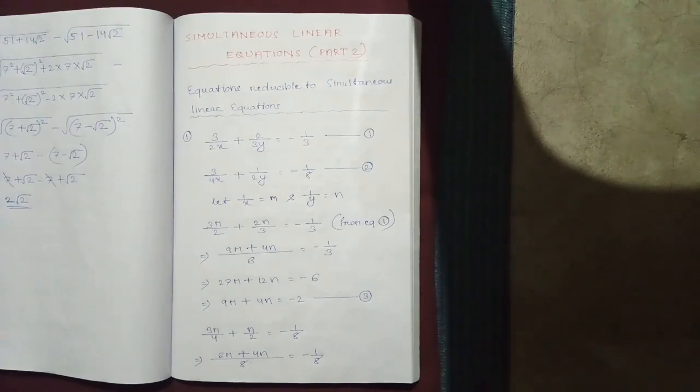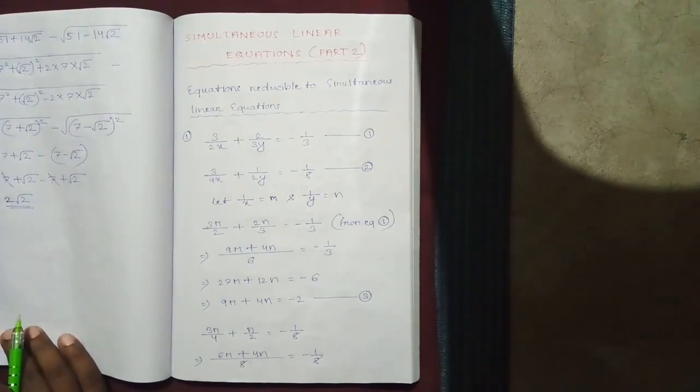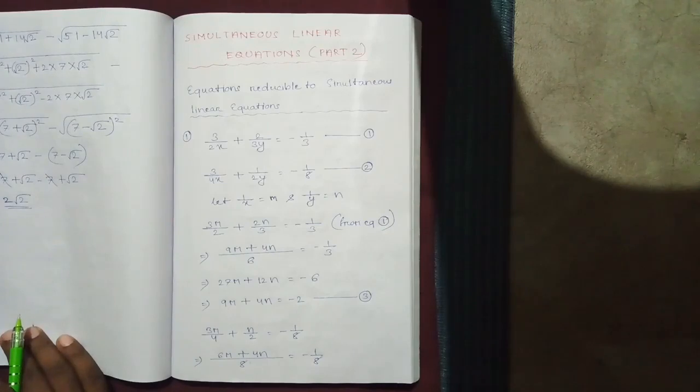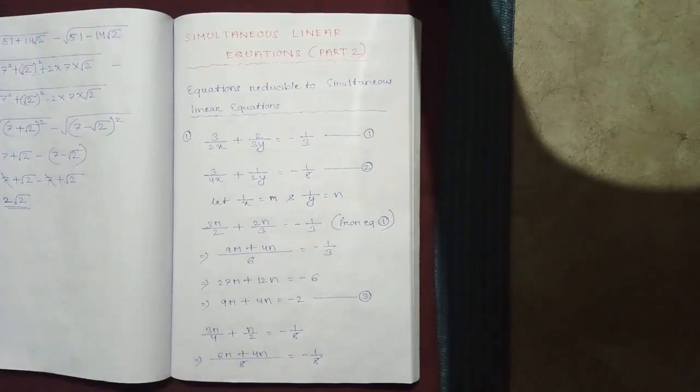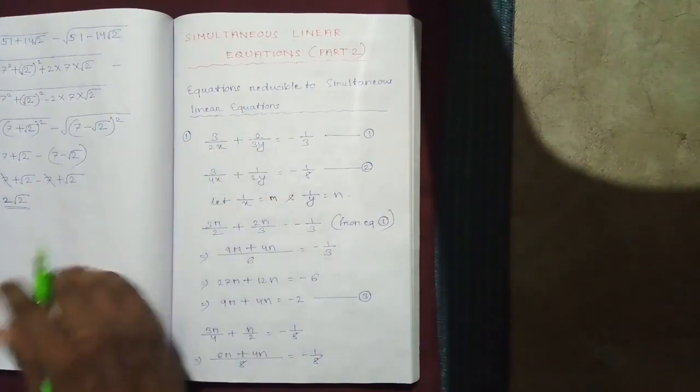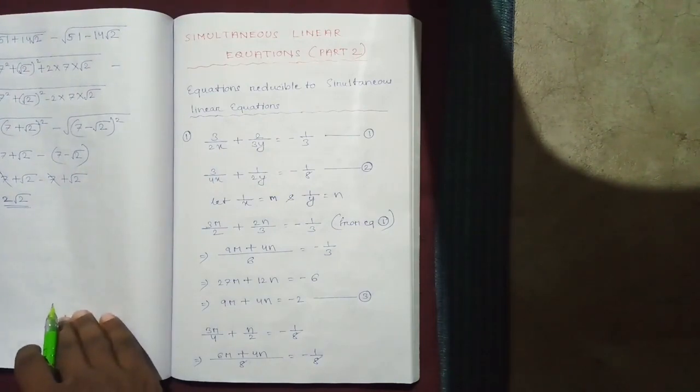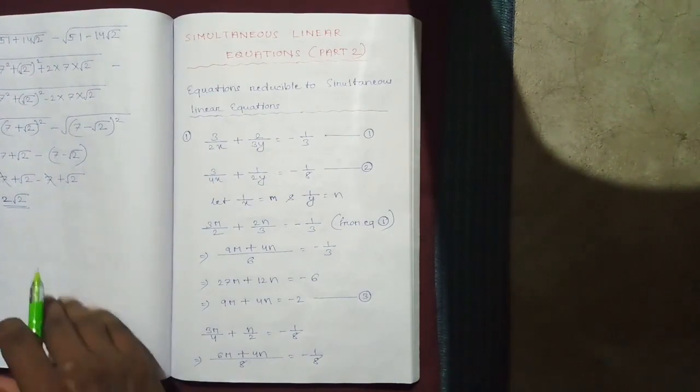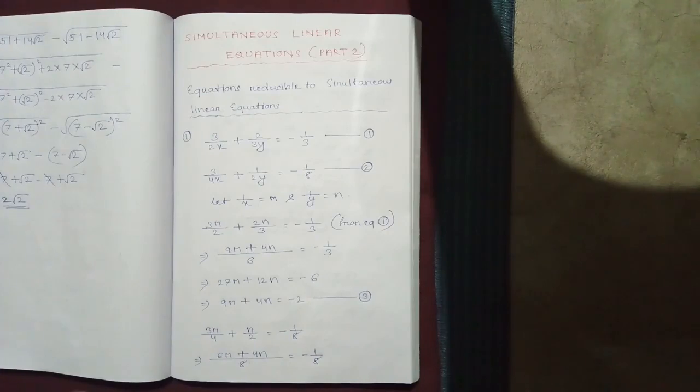In the first part I have already explained how to solve simultaneous linear equations in three methods. The first method was substitution method, the second method was elimination method, and the third method was cross multiplication method. In this part we will solve some examples. We will solve some equations which are not actually linear equations, but we can reduce them to linear equations.